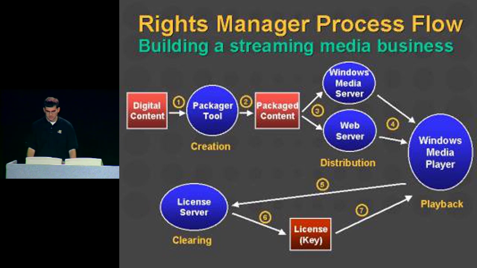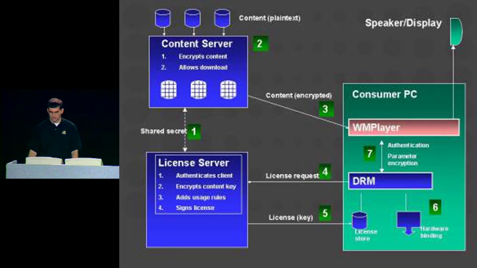I'm going to go past that because this slide shows a little more detail of what's actually happening. So you have two different servers involved. The content server has the protected files, that is, files that are encrypted. It can't be played because the decryption key is not there. And its purpose is just to blast out the files to as many people who request them. But parallel to that, there is a license server, and the license server knows the key to decrypt the content.